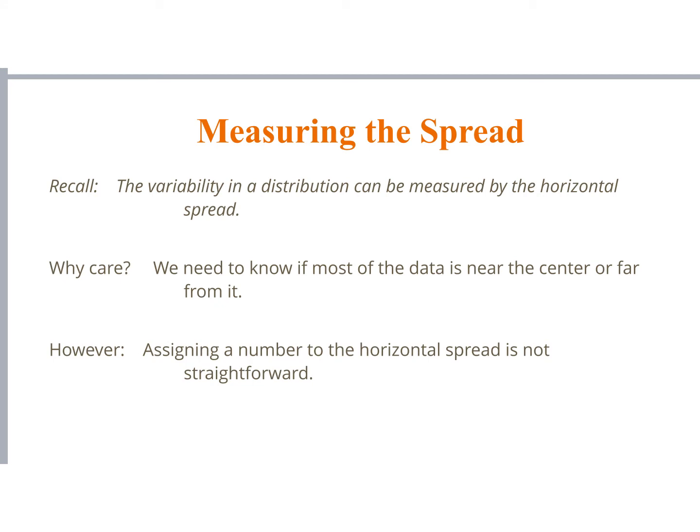Okay, so that was the center. Now we're going to go on to talking about measuring the spread. So recall, the variability in a distribution can be measured by the horizontal spread. Why do we care? Because we need to know if most of the data is near the center or far from it. However, assigning a number to the horizontal spread is not straightforward. Anytime you calculate the mean, it's necessary to calculate the horizontal spread, just because the mean doesn't give you enough information to make assumptions or conclusions.